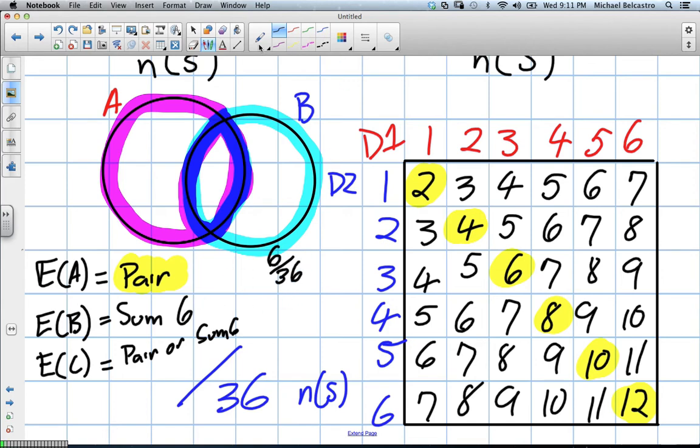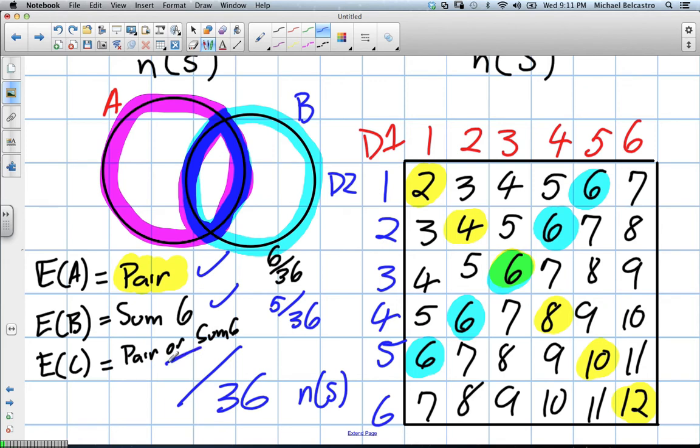Sum of 6, because of the way we set this up, a sum of 6 is extremely easy to find. We essentially just go across it like this. And that one turned green. We have 1, 2, 3, 4, 5. How many? 5 out of 36. Yeah, 1, 2, 3. Yeah, perfect. So we have 5 out of 36. Okay. So we've already answered part A and B.